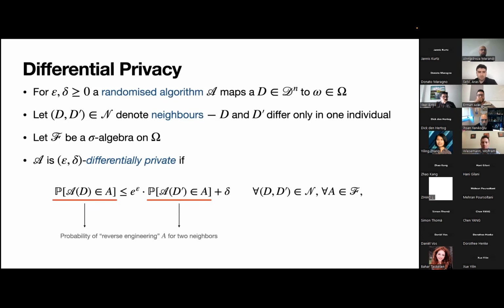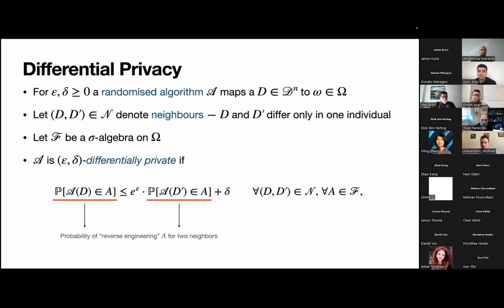But this inequality involves two probabilities. These probabilities are the probability that this randomized algorithm outputs an element which is in an event set A under D and D prime.